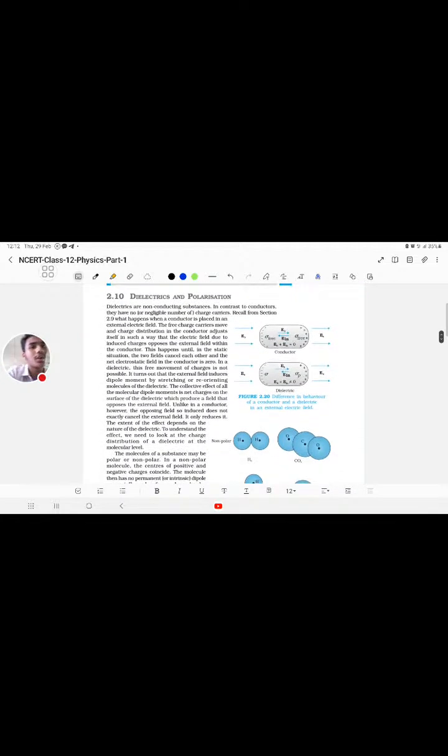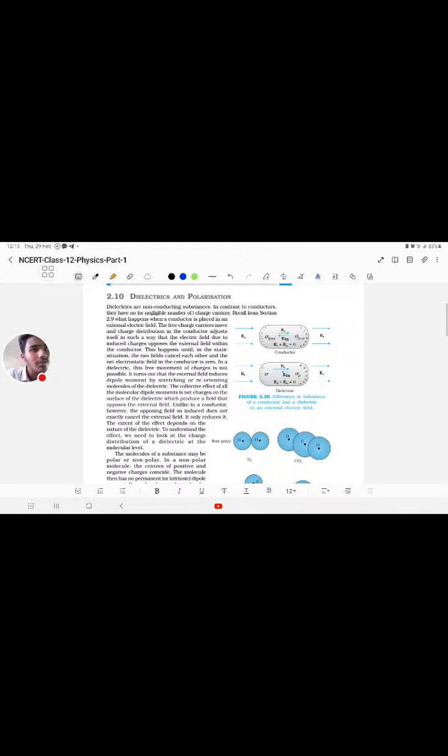So moving down, we are talking about dielectrics and polarization. Dielectrics are non-conducting substances. In contrast to conductors, they have no charge carriers. Recall from section 2.9 what happens when a conductor is placed in an external electric field. The free charge carriers move and the charge distribution in the conductor adjusts itself in such a way that the electric field due to the induced charges opposes the external electric field within the conductor.